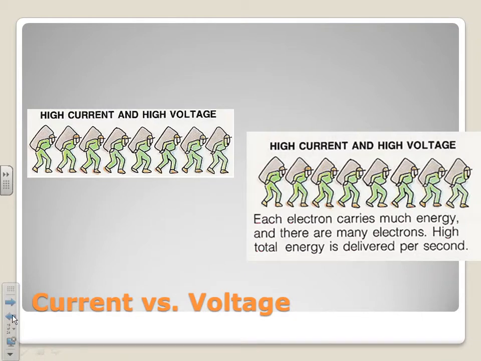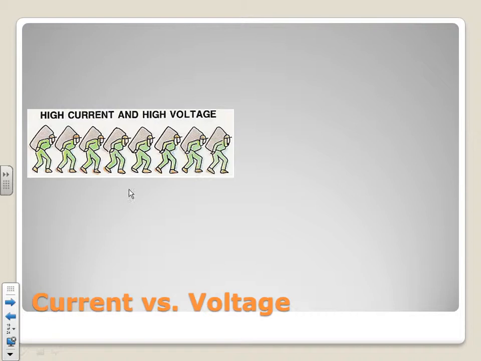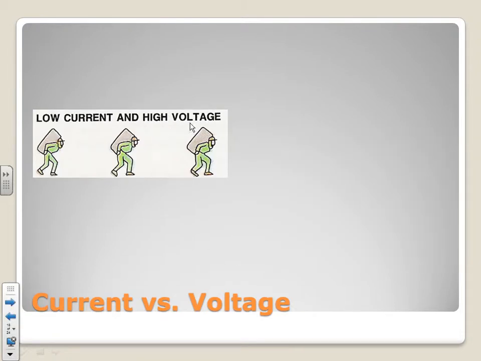So, we can talk about something that has low current but high voltage, right? If something has low current, what does that mean?